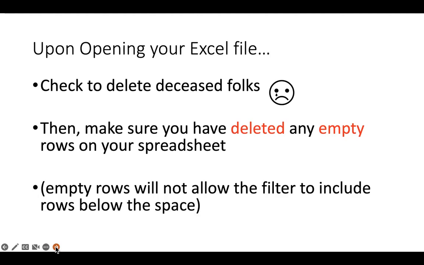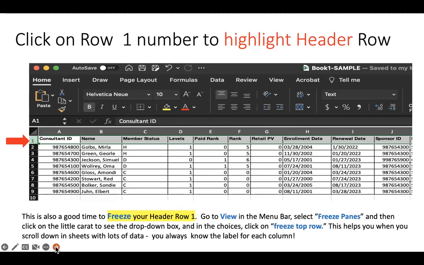And we do want you, when you open that Excel file that you've downloaded from Nikan, your detailed genealogy, and then you're opening it in Excel, we want you to make sure that you've taken out any deceased folks. Make sure you've deleted any empty rows that might have appeared on your spreadsheet, because empty rows will not allow the filter process to include anything below the space. So, Carol, let's get started.